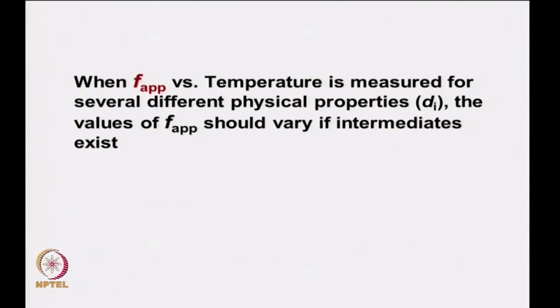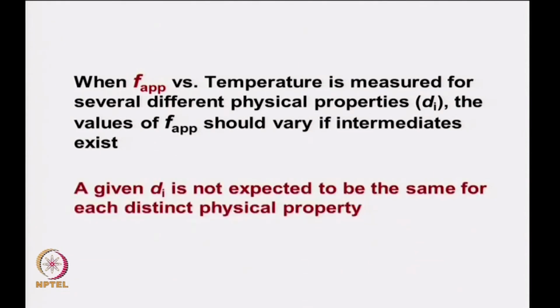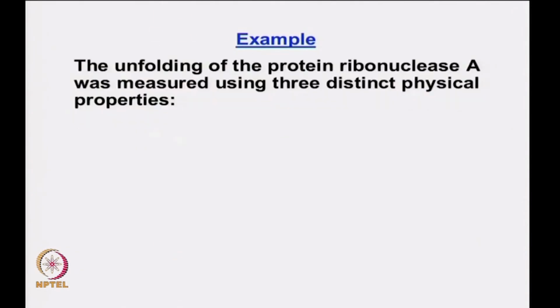So, as it is written out here, when F apparent versus temperature is measured for several different physical properties, the values of F app should vary if intermediates exist, that is what we just discussed, because DIs are different for the different techniques. Now, a given DI is not expected to be the same for each distinct physical property. In one case you are doing CD, in one case you are doing fluorescence, different properties, not necessarily the same. So, example is, look at this unfolding of protein ribonuclease A.